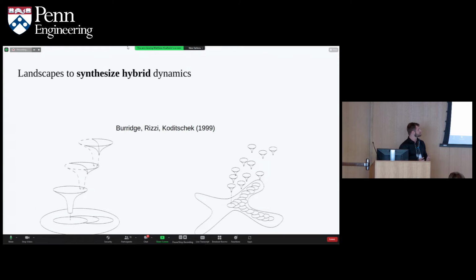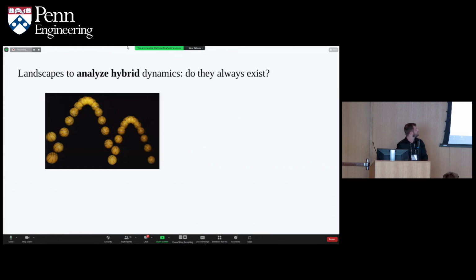Landscapes can also be used to synthesize hybrid dynamics. We've seen this picture before. There's this paper, and by designing landscape pieces or funnels and laying one into the next, you can go wherever you want to go. And on the right, you can do a bunch of these, and you can cover the entire available space, and that can be a good way to do things.